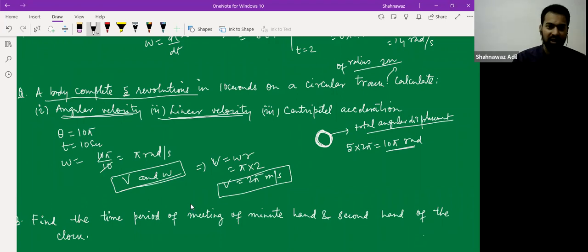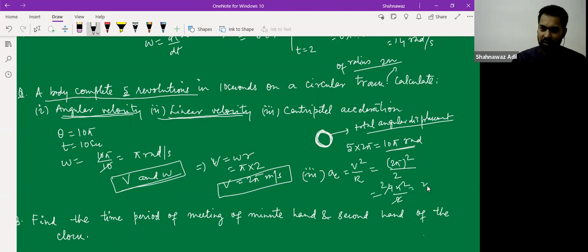Okay, and what about the centripetal acceleration? So a_c is what? You can write it with respect to the linear velocity or the angular velocity. So it was v square by R, right? So v square is (2 pi) square, and R is 2. So this is 4 pi square by 2. So this is 2 pi square, right? So let's just move on to the next question.